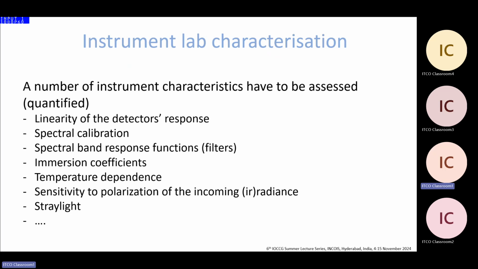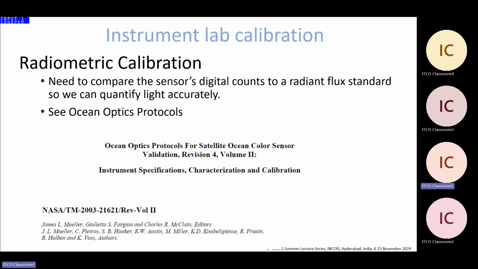There's also temperature dependence to look at. Just because you've calibrated it at one particular temperature, does it hold when you actually go and use this instrument in the Arctic, or leave it to bake on the back of a deck in the tropics for a couple of hours before you then submerge it in the water? Can it handle that? There's also things like sensitivity, polarization and stray light. So I'm getting to probably the most important thing, if you've got a handle on all of these other things, which is the radiometric calibration. We need to compare the sensor's digital counts to that radiant flux standard.